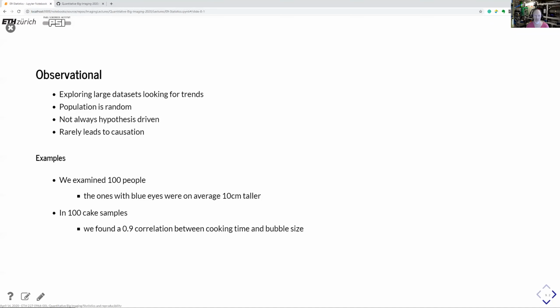So there are some examples. We examined 100 people. It appears that the people with blue eyes are on average 10 centimeters taller. Probably in that case, they are Northern Europeans, or originate from Northern Europeans, who tend to be taller than other people. Then there is another case where we have done a lot of baking. If we bake 100 cakes, we see that there is a 0.9 correlation between how long we bake the cakes and how big the bubbles are.